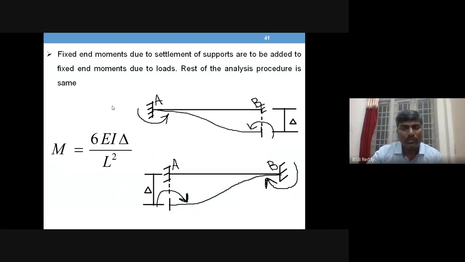So, you know how the moments develop when a particular support sinks. Let's once again see it. What is the effect of sinking on the end moments, fixed end moments developed in the beam? Let's take beam AB, which has some span L. Let us say B has settled down by an amount of delta.